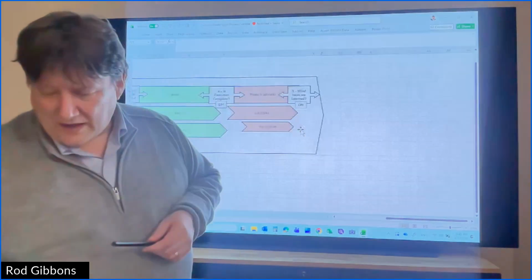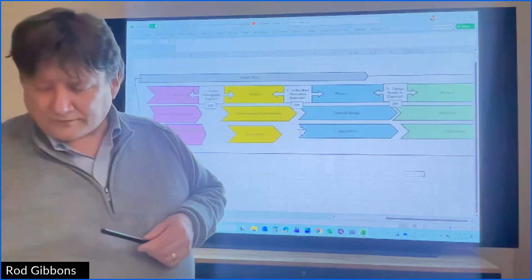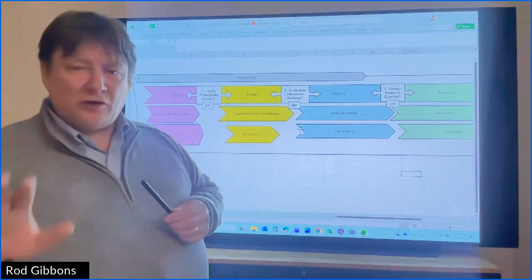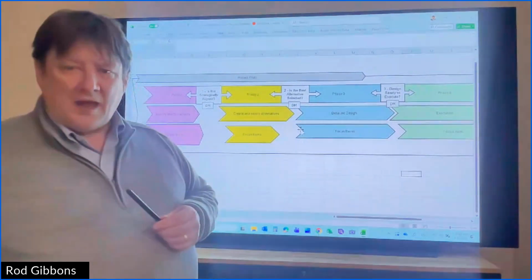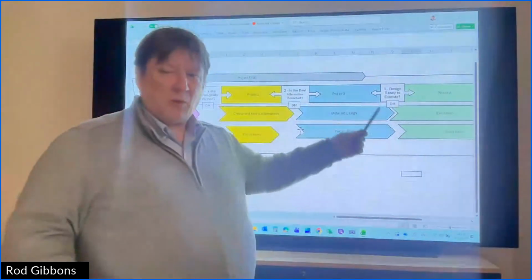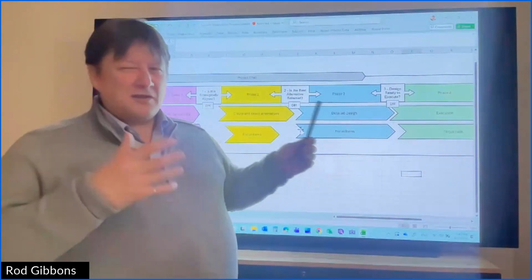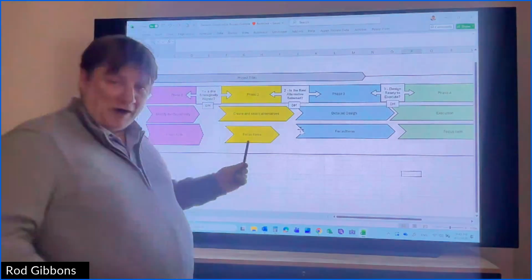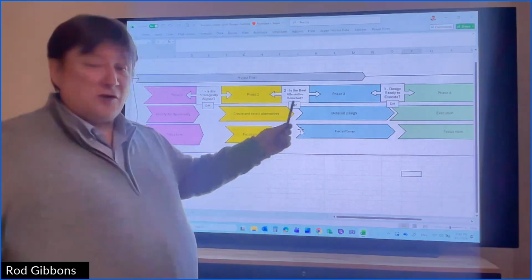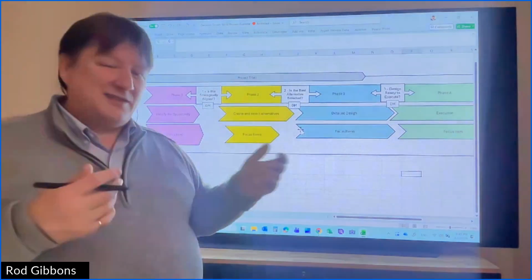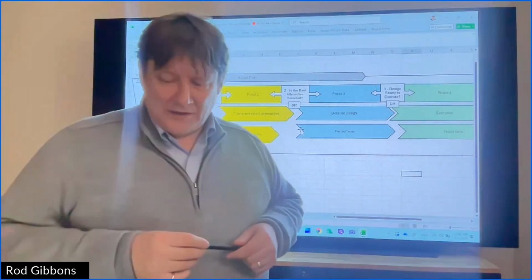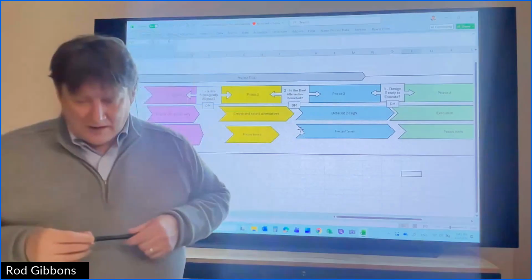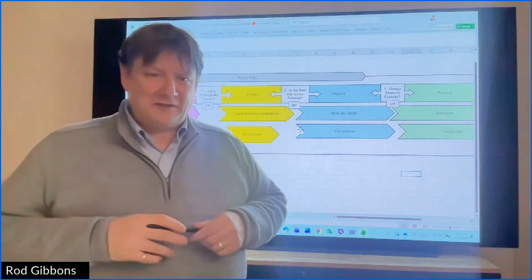So if you have a good project and it is executed poorly, you're still probably going to have a good outcome. If you have a poor project executed well, it's still going to be kind of a poor project. And I go back to my vacation analogy.